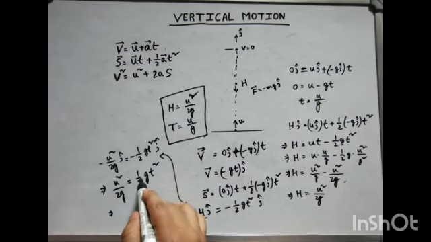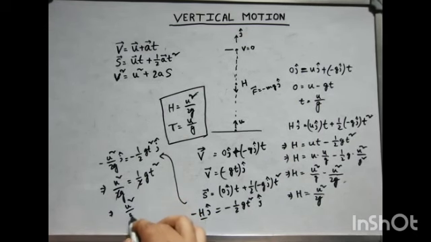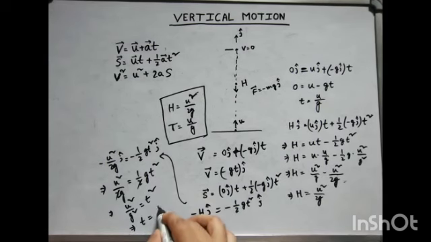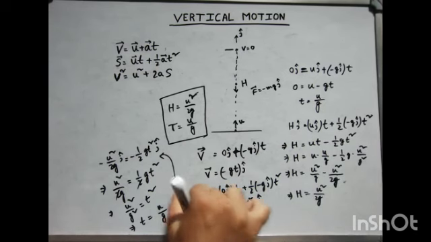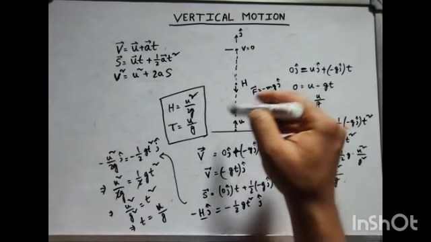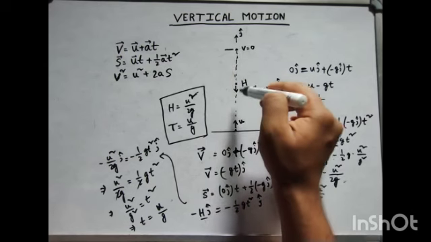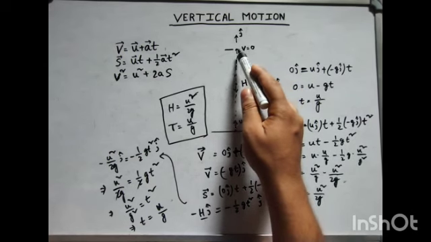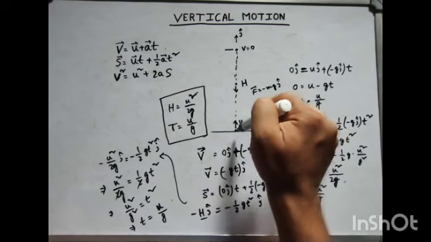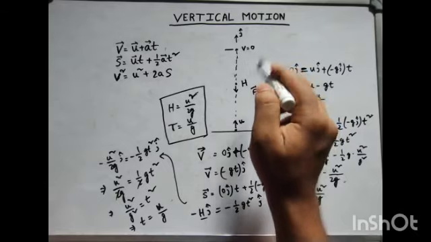That means 2 will be omitted, and u square by g square equal to t square. That means t equal to u by g. Time cannot be negative, so t will be u by g. So you see that the time it takes to reach the upmost point when it was going upwards, and the time it is taking to come downwards from the upmost point to the ground is same.